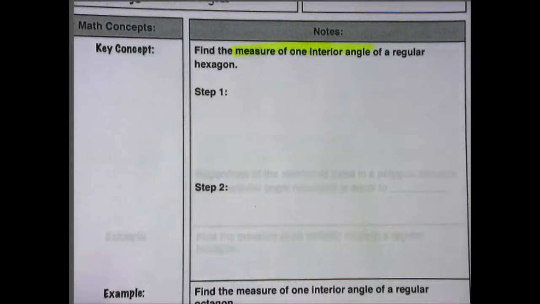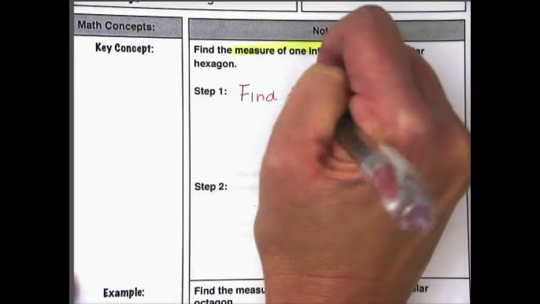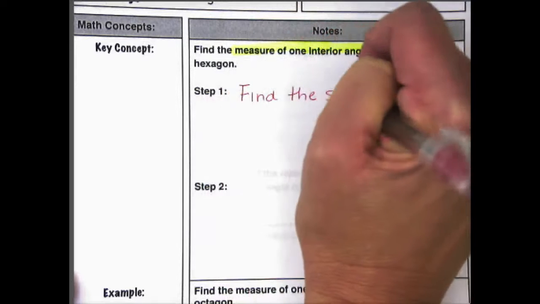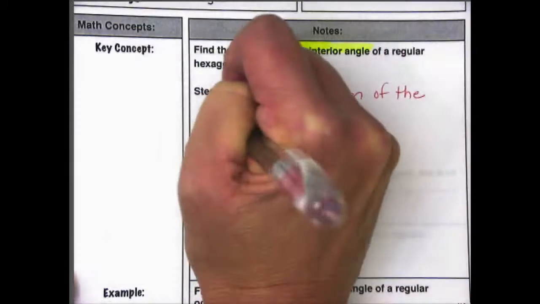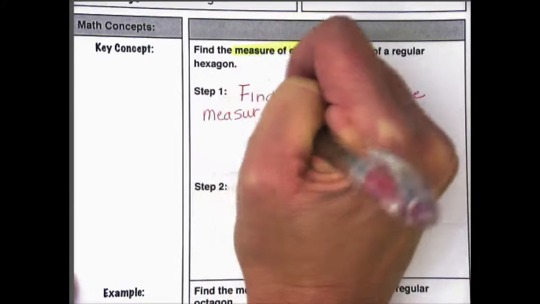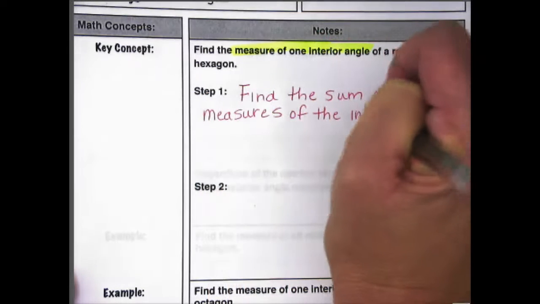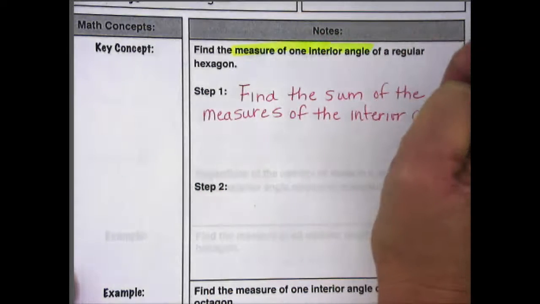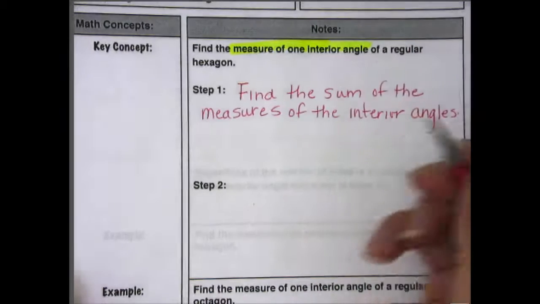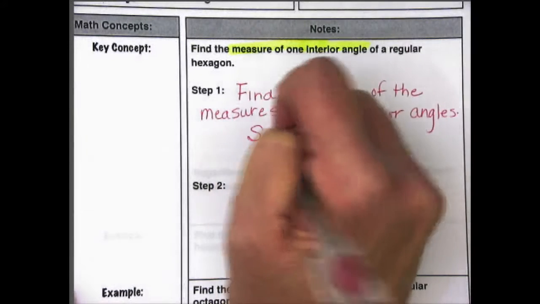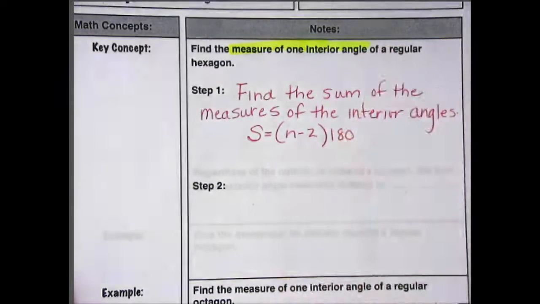In step 1, we're going to find the sum of the measures of the interior angles. And we already learned how to do that at the beginning of this lesson. It's S equals n minus 2 times 180.